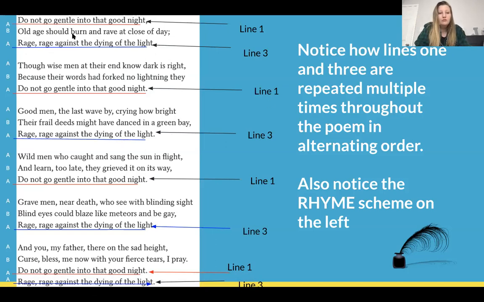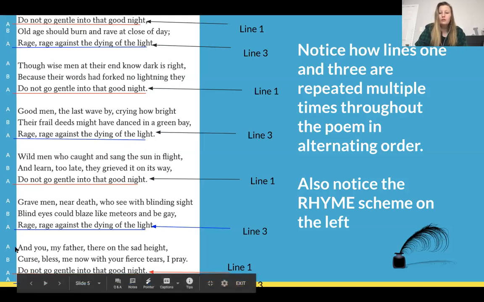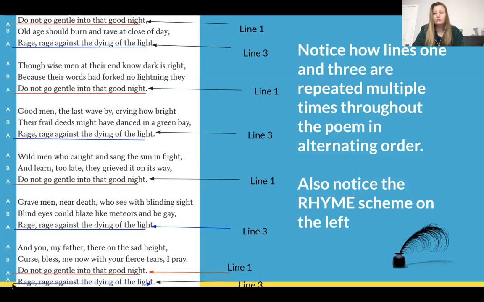Also notice the rhyme scheme. The rhyme scheme is over here on the left-hand side, A, B, A, A, B, A, A, B, A. So you'll notice that all of the stanzas, except for the last one, are A, B, A. Whenever I say A, B, A, it means all of the lines labeled with an A rhyme with each other, and all of the lines labeled with a B rhyme with each other. Down in the last stanza, it's almost the same. It's A, B, A, A. So the last 2 lines rhyme with each other. Okay?